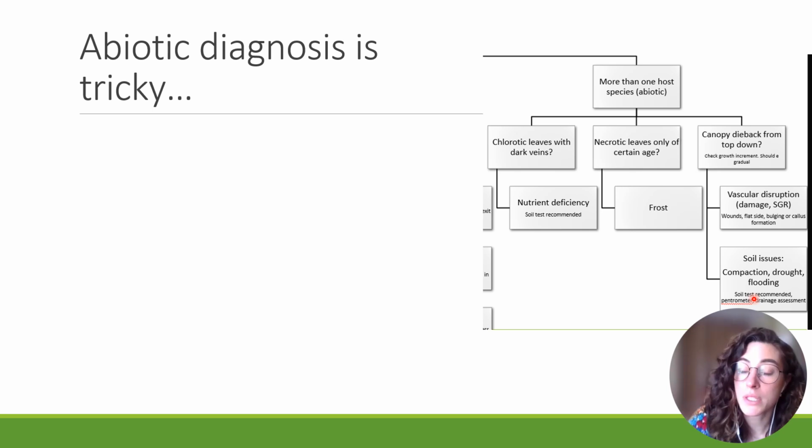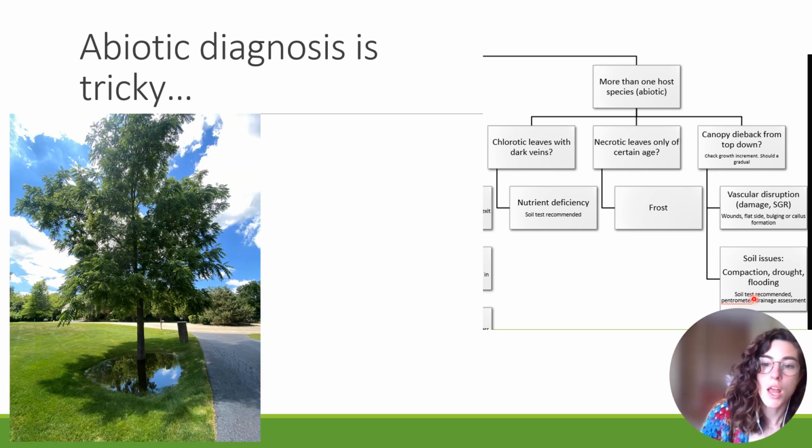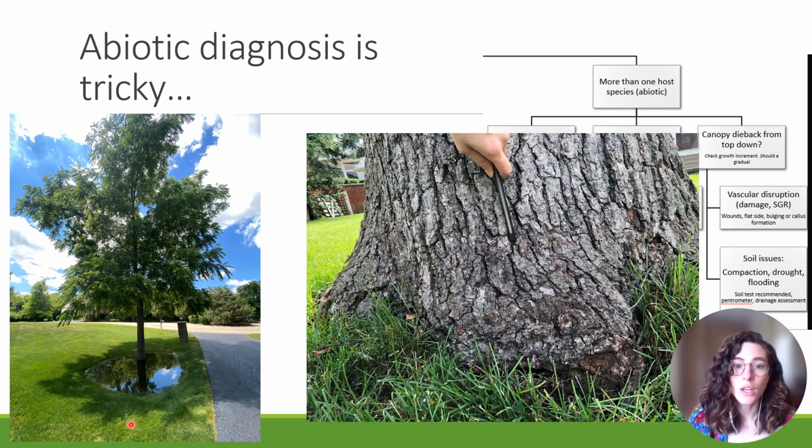But there are some signs that abiotics make. We'll start with the easier and we'll progress to the harder. Let's start with flooding. So flooding, top-down dieback, it's a vascular issue, but the sign would actually be that oversaturation. In some cases, the standing water, in some cases, just mucky conditions where you can tell that the soil is oversaturated. With stem girdling roots or mechanical damage, it gets a little bit trickier.